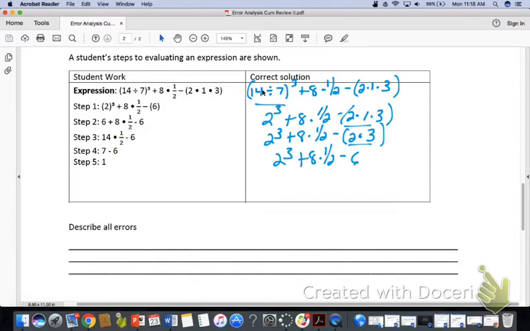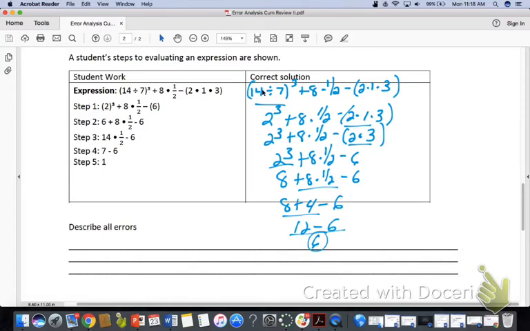Now, we're finally done with our parentheses, so now we're going to move on to exponents. 2 cubed, that's 8. 2 times 2 times 2. Plus 8 times 1/2 minus 6. We should do multiplying first. Half of 8 is 4, so 8 plus 4 minus 6. We need to work from left to right because we have adding and subtracting. 8 plus 4 is 12, minus 6. That gives us an answer of 6. So our answer should have been 6.